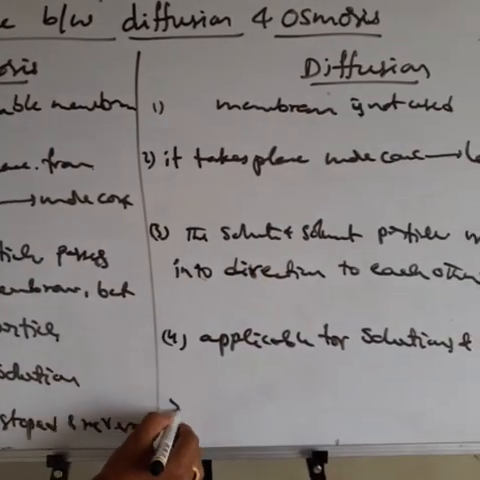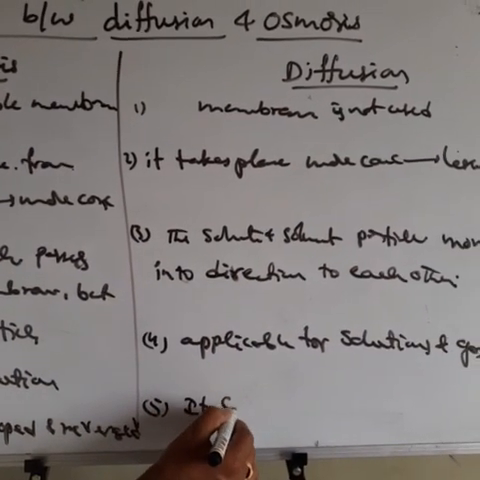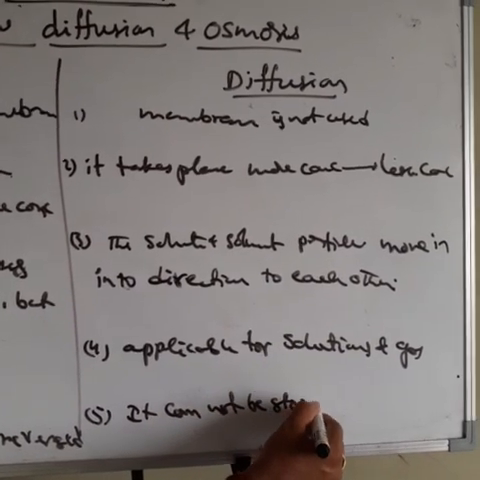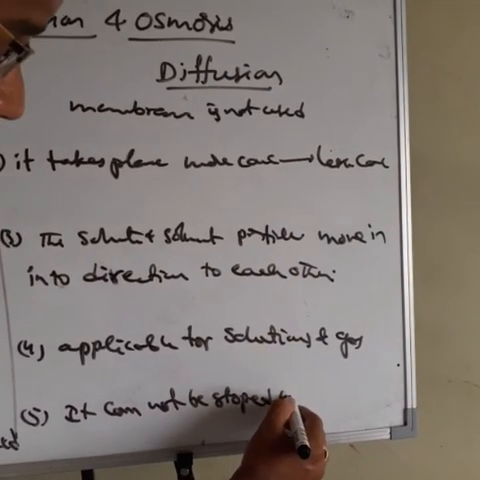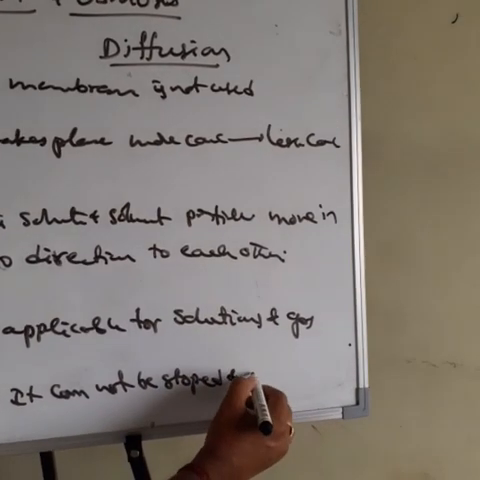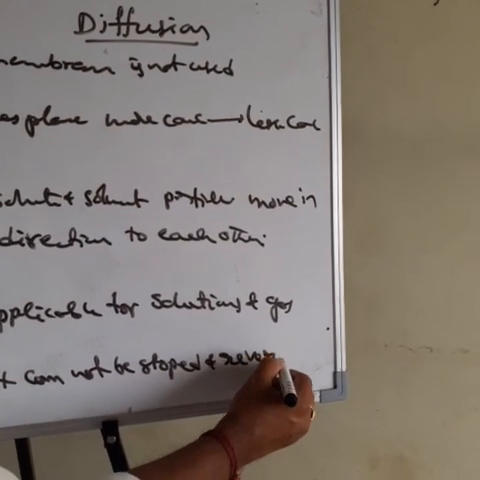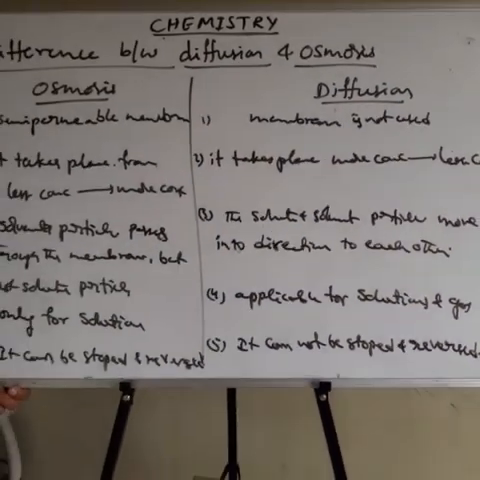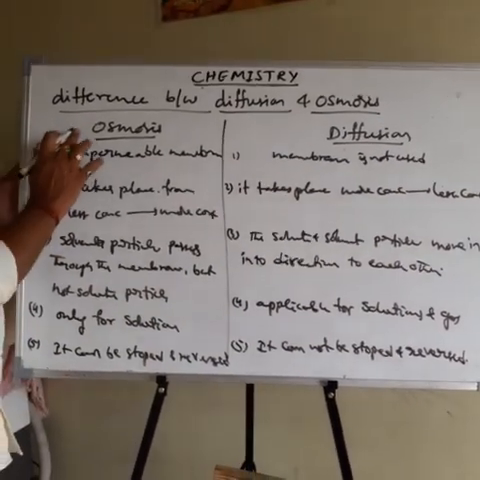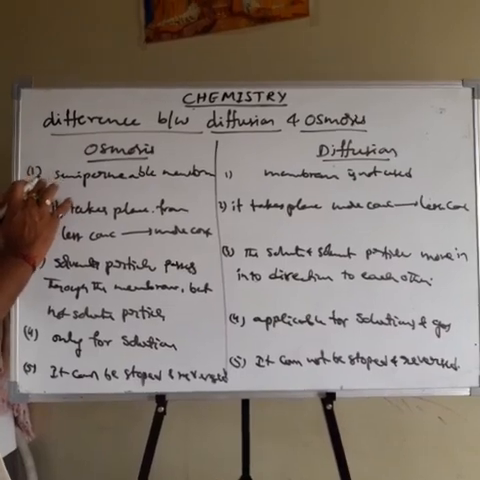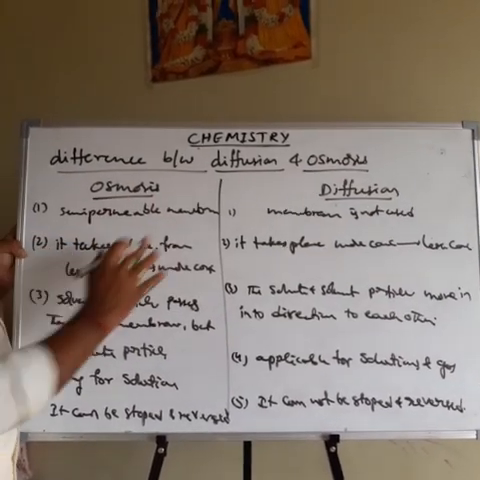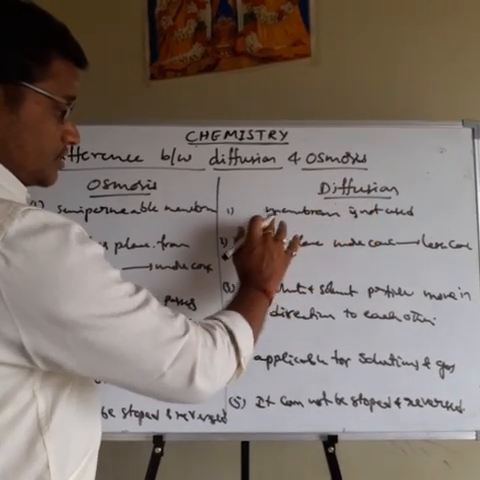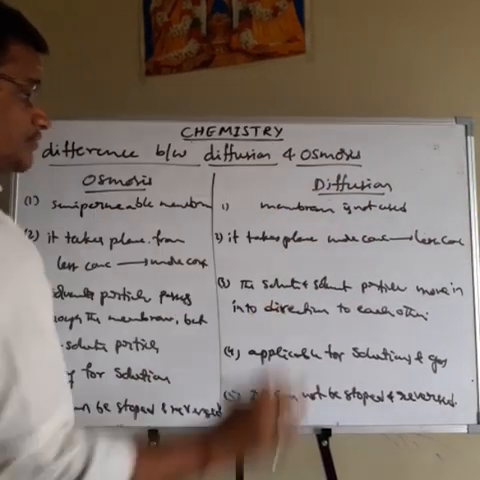But diffusion cannot be stopped and cannot be reversed. This is about the difference between osmosis and diffusion. Once again, see the first point. In the osmosis process, a semi-permeable membrane is used. In the diffusion process, no membrane is used.